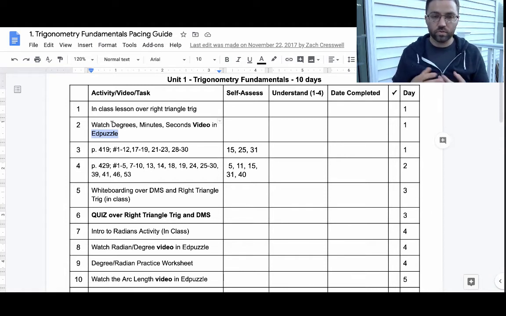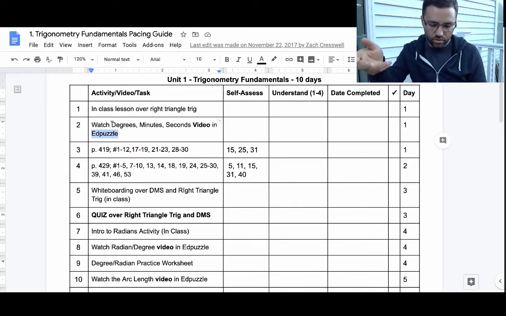So Edpuzzle was really useful for me being able to track whether they were watching the video lessons or not. Just real quick, video lessons were worth points, but a very small number of points. So it was like 1 point for watching the video and 1 point for each question inside of the video, if there were questions. So these were typically 2 to 4 point assignments. Most of my daily homework assignments are 8 points. So that's how I graded those.